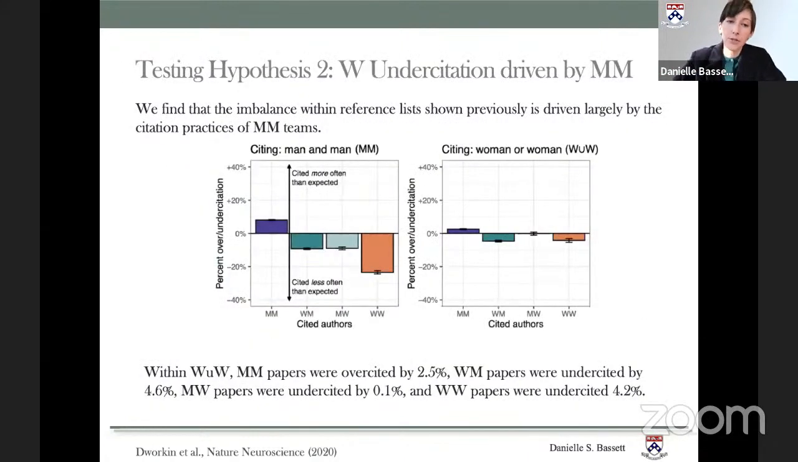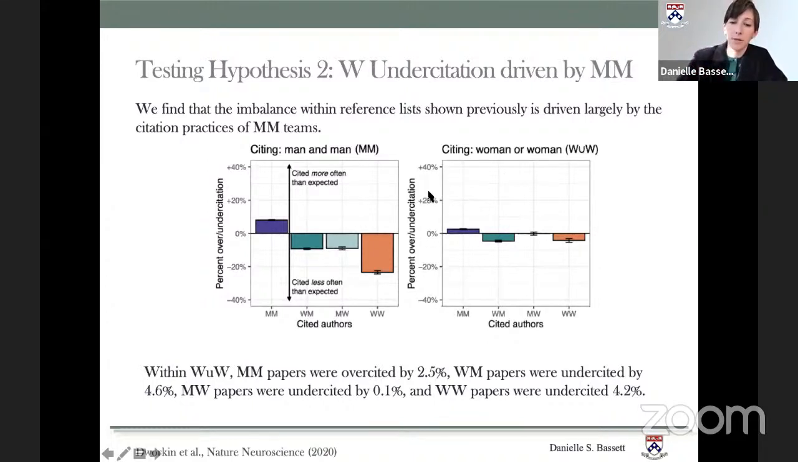So that brings us to testing hypothesis 2, which is, are there some groups of authors who are driving this over or under citation more than others? There's prior work in other fields, not in STEM, that suggests there can be gender differences in patterns of citations. So we split the data out into all of the papers that have a woman in either the first or last author spot or both.